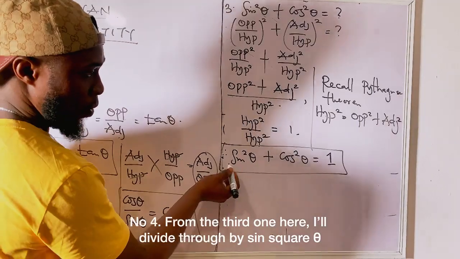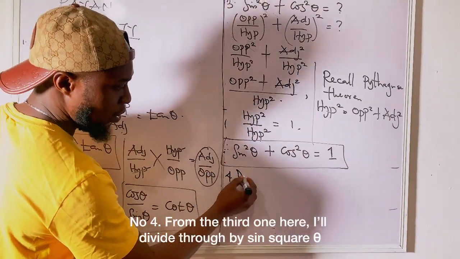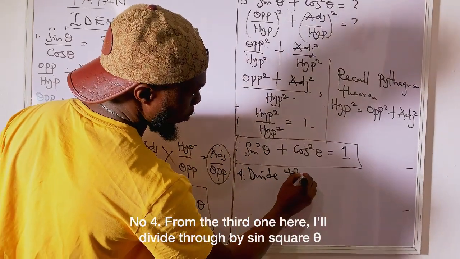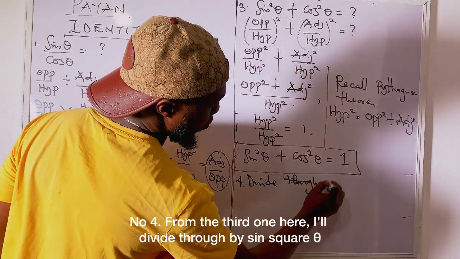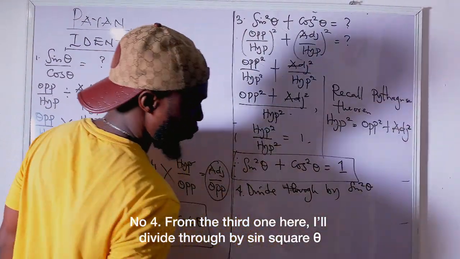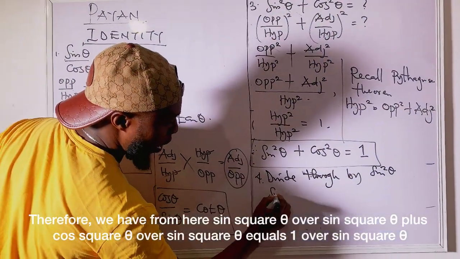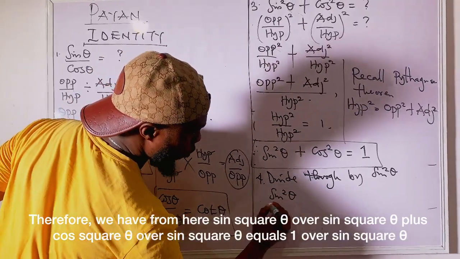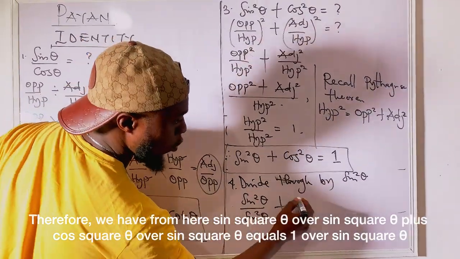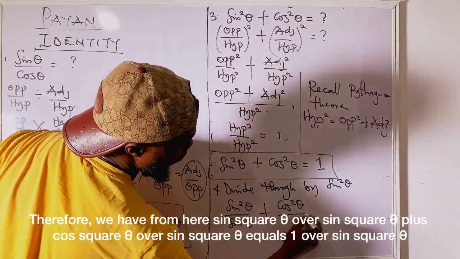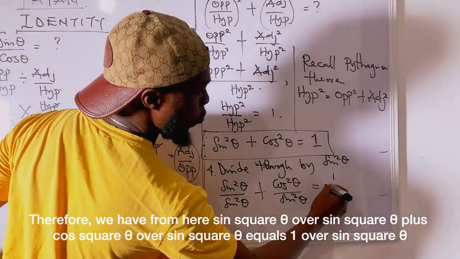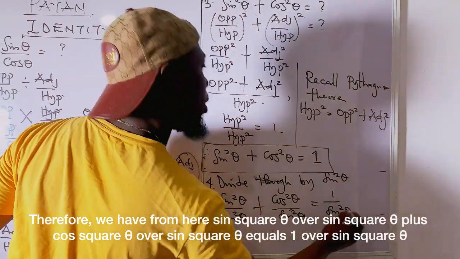Number 4. From the third one here, I will divide through by sine square theta. So we have sine square theta over sine square theta, plus cos square theta over sine square theta, equals 1 over sine square theta.